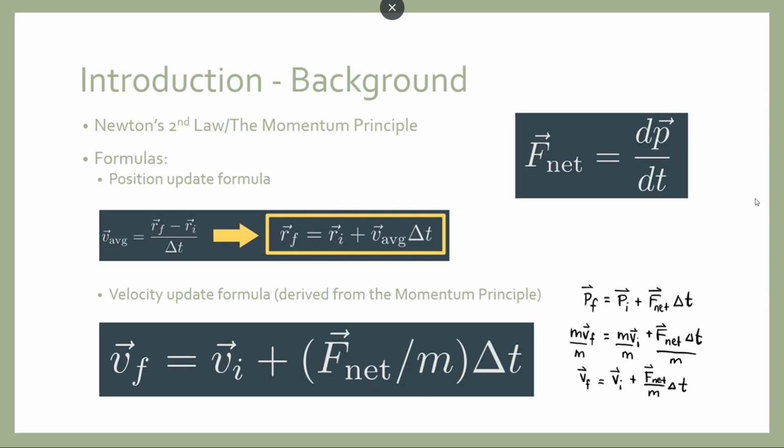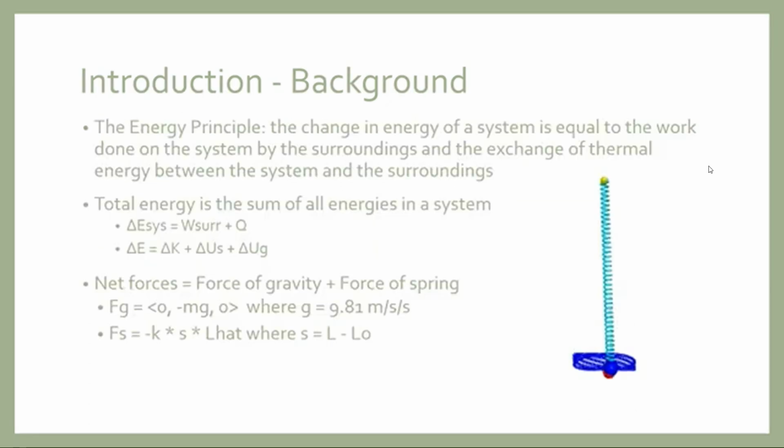Here are some background concepts before we get into the lab. The first important concept is Newton's second law in the form of the momentum principle, which is used to derive the velocity update formula that is used in the computer model and seen below. It relates to the net interaction between the system and surroundings too.